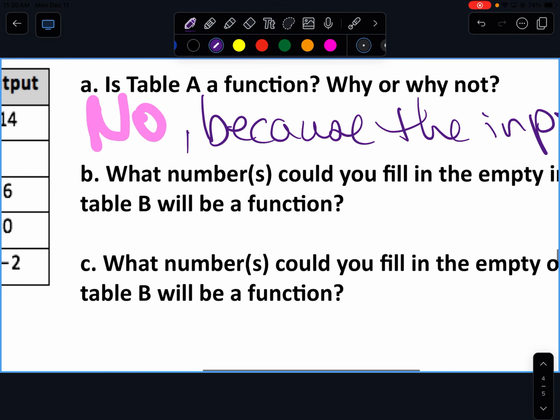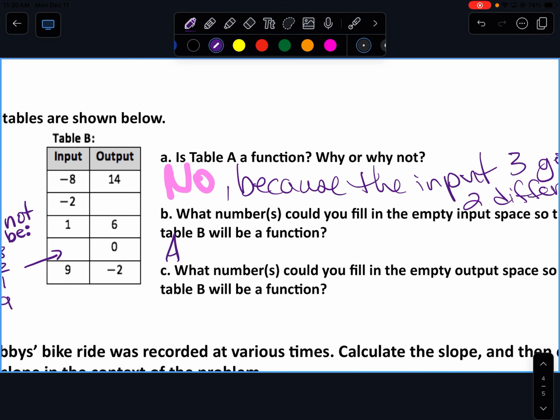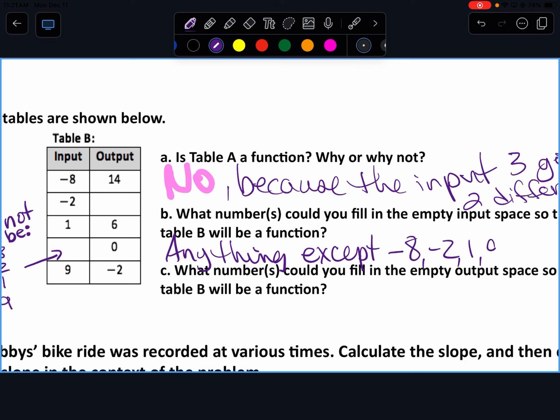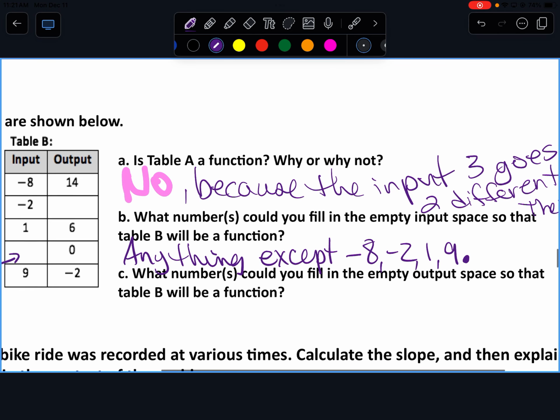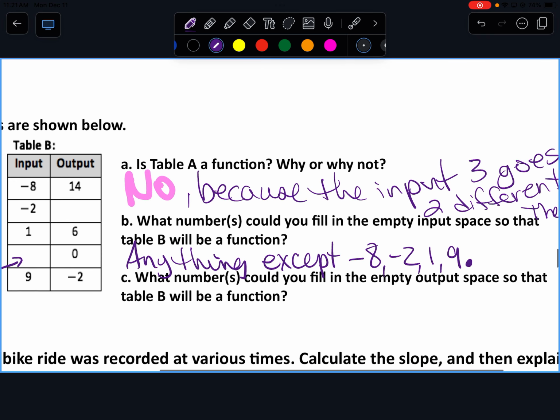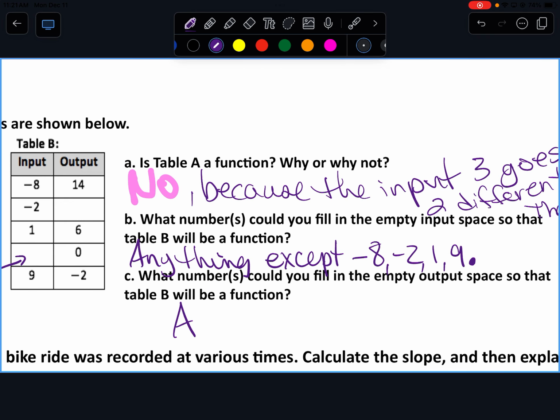So, anything except -8, -2, 1, 9. What number could you fill in the empty output space so that B will be a function? Anything, because it doesn't matter.